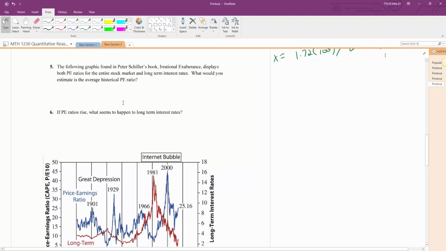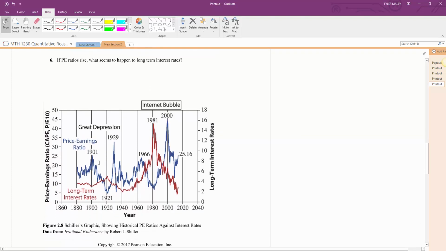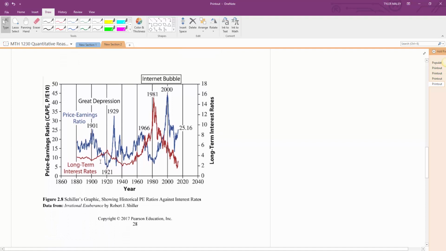Alright, so then number 5, it says the following graphic found in Shiller's book Irrational Exuberance displays both PE ratios from the entire stock market and long-term interest rates. What would you estimate is the average historical PE ratio? So if we look down here at the figure below, this is Shiller's graphic. This was taken out of the book referenced.